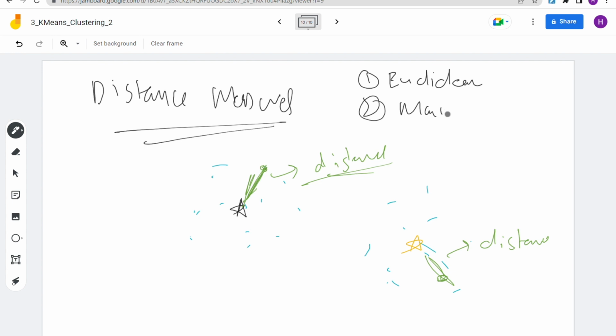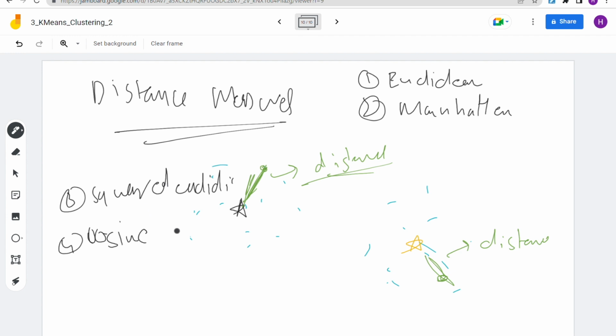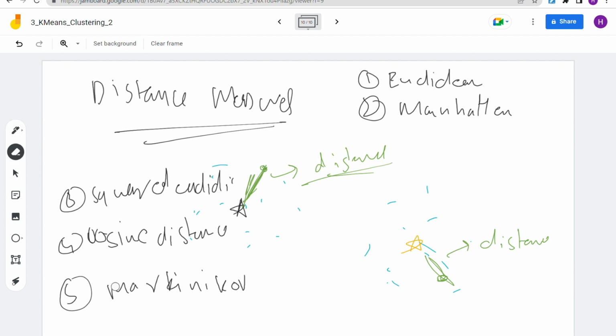Second is Manhattan. That is also a very famous way of representing distance. Third one is squared Euclidean. It's just the Euclidean which is squared. Fourth one is cosine distance. There is one more, which is Minkowski distance. This distance doesn't play much of a role in most applications, so we will not discuss it. We'll look at these 4 examples.